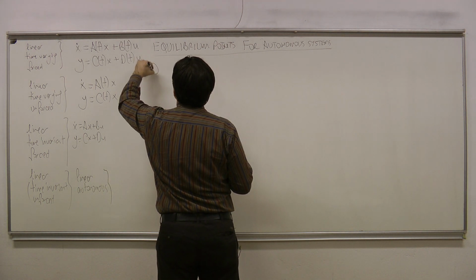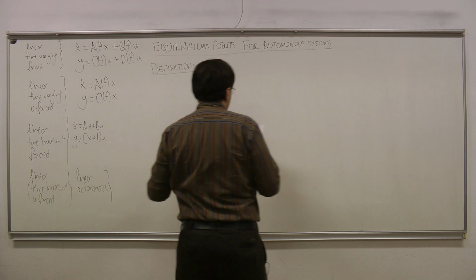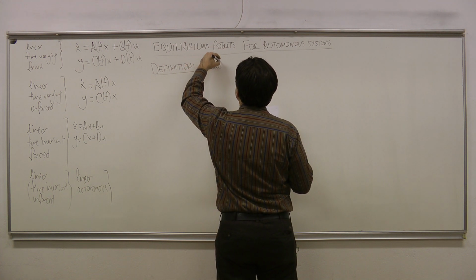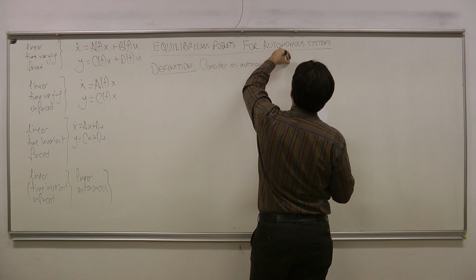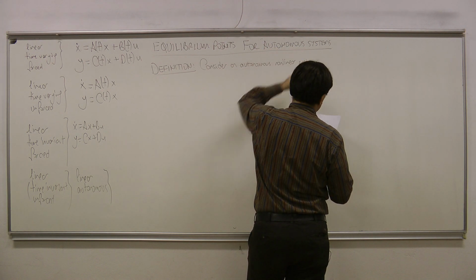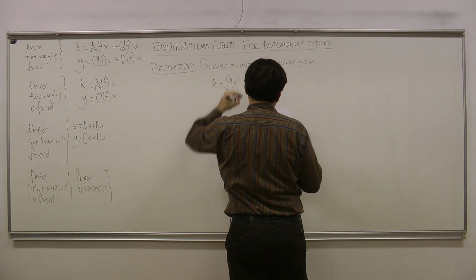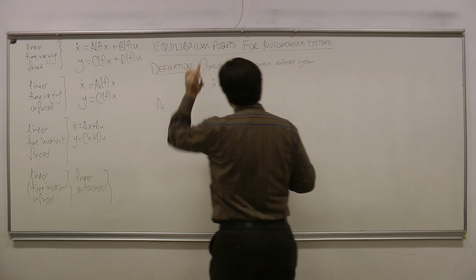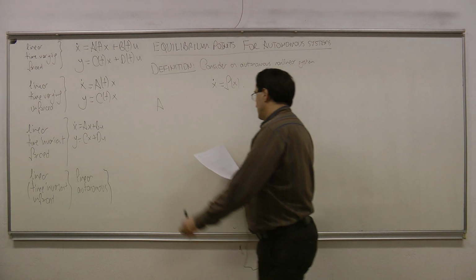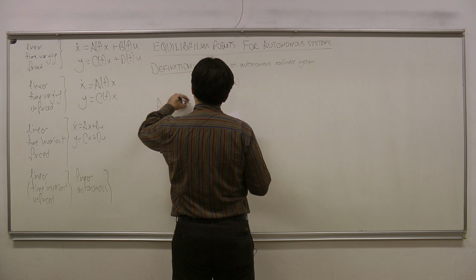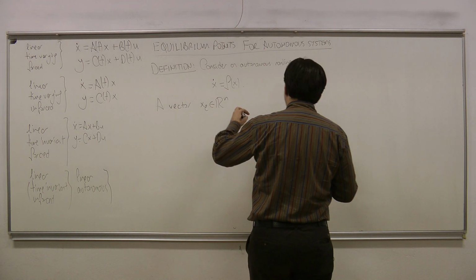Let's write the definition. Consider an autonomous nonlinear system, x dot is equal to f of x. If this is an nth order nonlinear system, then x has n components. So a vector in the state space, of course, xe in Rn, is called an equilibrium point.